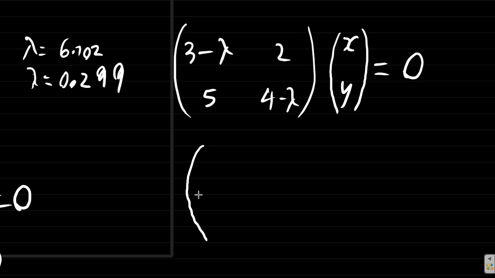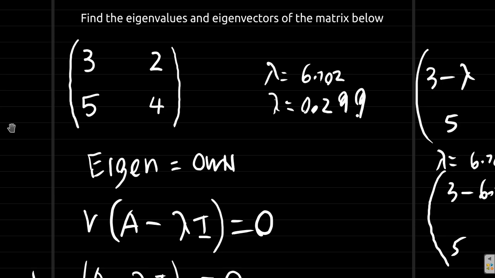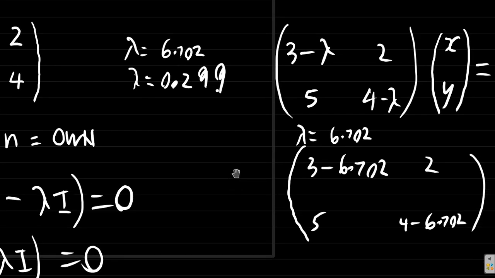So 3 minus lambda. Here we use one of the lambdas. Lambda equals 6.702. Suppose we use that lambda. We'd have 3 minus 6.702, 2, 5, 4 minus 6.702, times x, y equals 0. Alright?